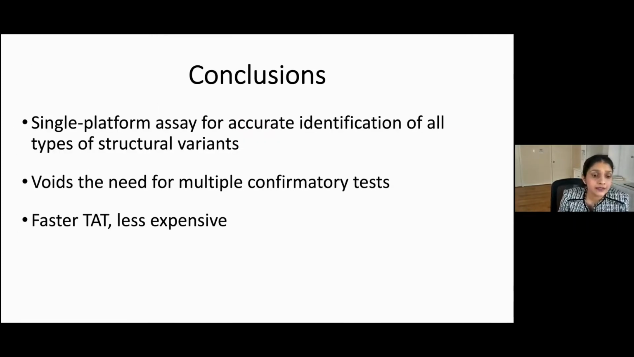Now, to summarize, optical genome mapping essentially provides a single platform for accurately identifying all different types of structural variants, thereby avoiding the need for multiple confirmatory assays. Now, this makes it faster and less expensive overall. And in summary, I believe that this technology has immense potential to serve as a high throughput platform for structural variant analysis in the clinical laboratories.